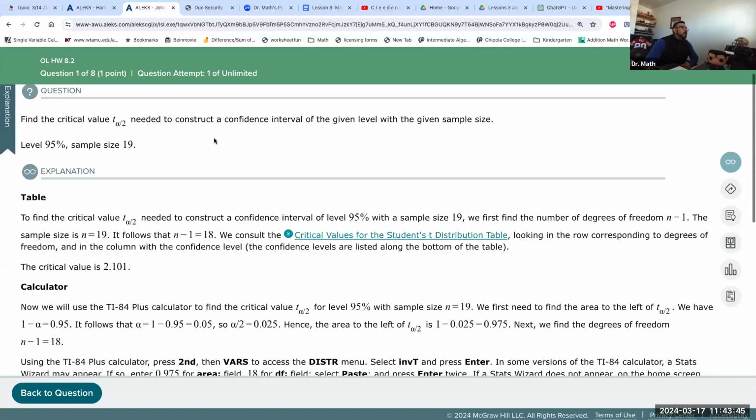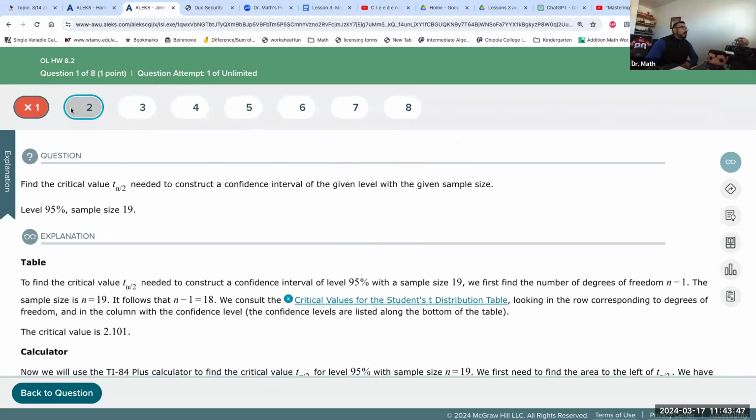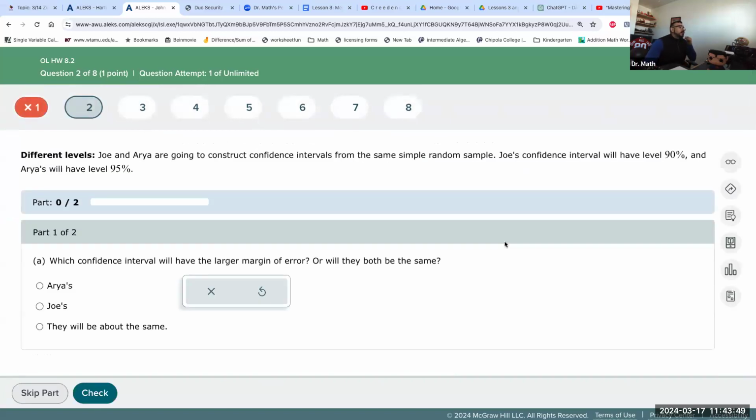All right, let's look at another question here. Question 2. Now let's read it. So you've got these two people, they're going to construct confidence intervals for the same simple random sample. Joe's confidence interval will have a 90% confidence, all right?